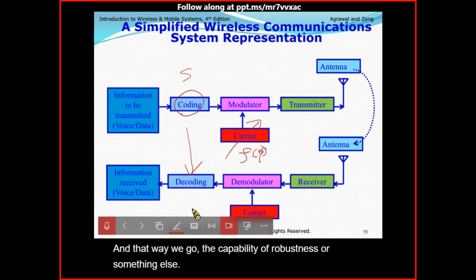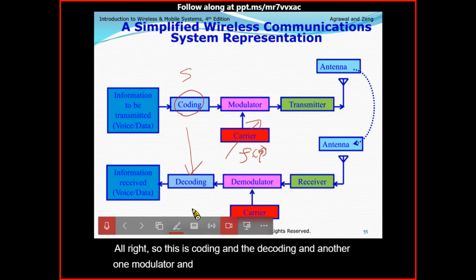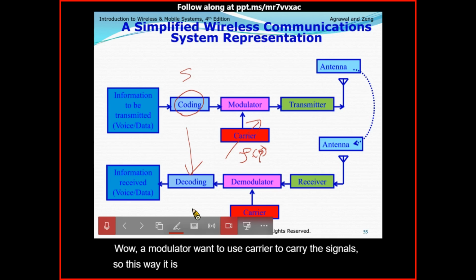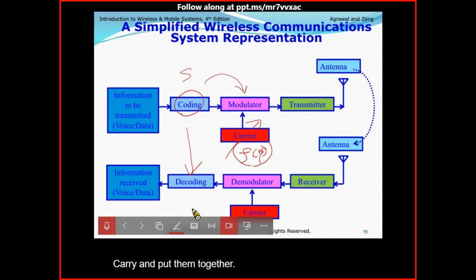All right, so this is coding and decoding. And another one, modulator and demodulator, or here we call it modulation and demodulation. The modulator wants to use a carrier to carry the signal, so this way, it is called modulation. Similar to previously, where we multiplied two signals together, here we have a signal and a carrier and put them together. How to put them together has different ways to carry the signal.